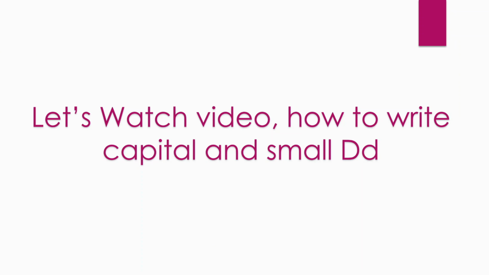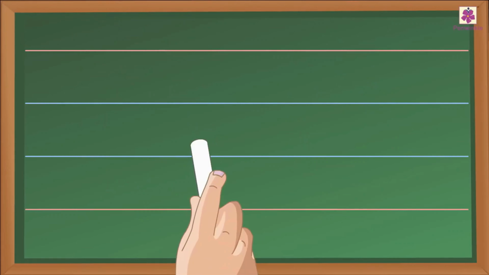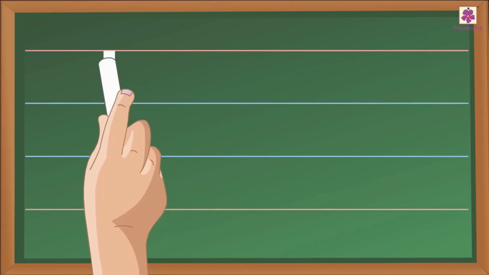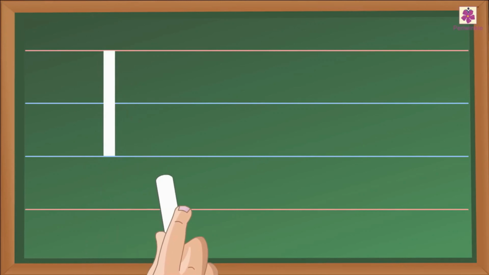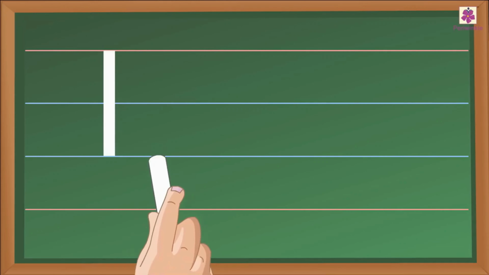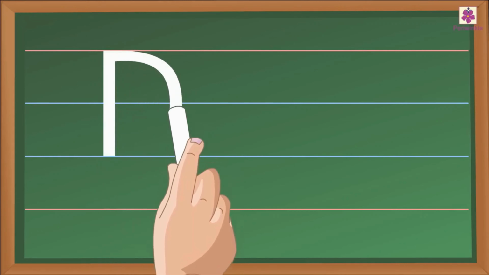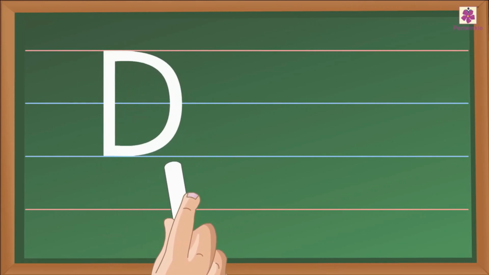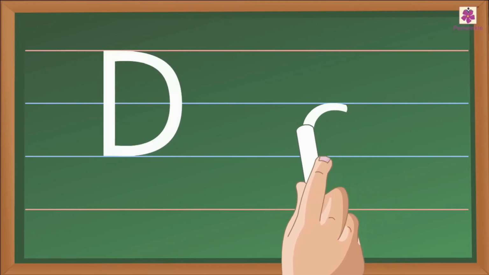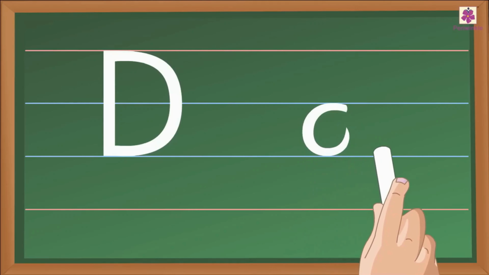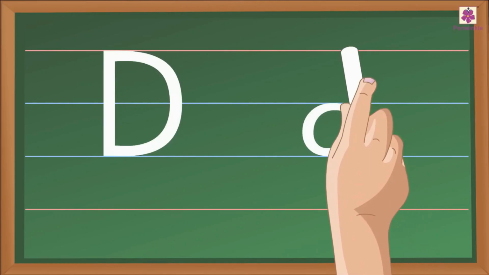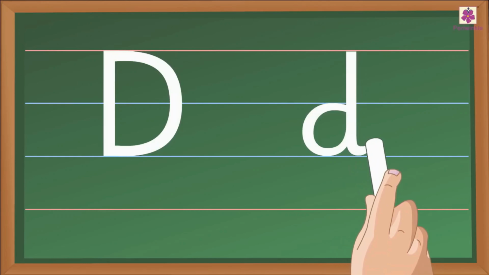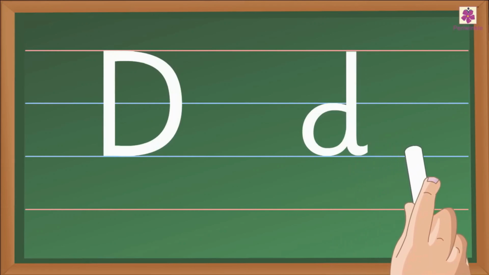Let's watch a video on how to write capital and small d. Capital D. Start from the top and draw a standing line down. Go again to the top and draw a curve till the bottom. Small d. Start from the middle and draw a small C. Then go to the top and draw a standing line downwards with a small curl at the bottom.